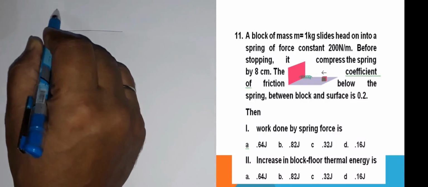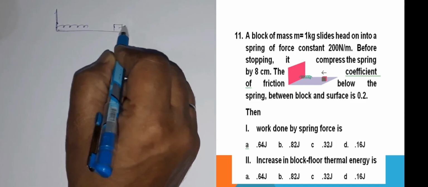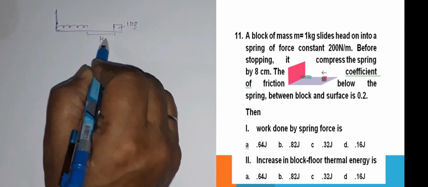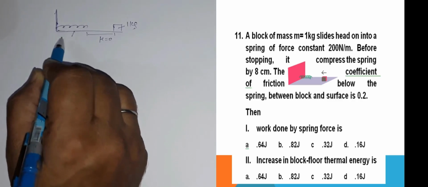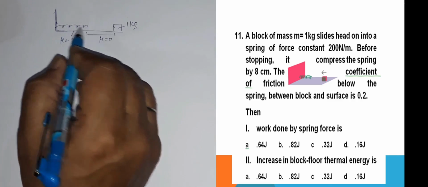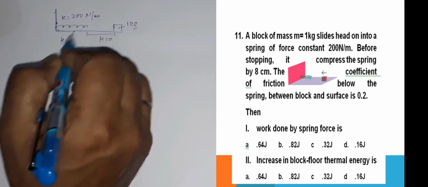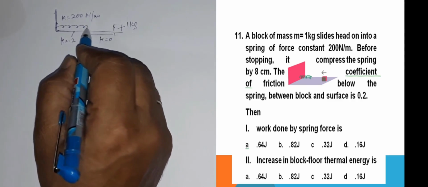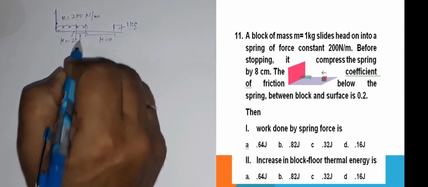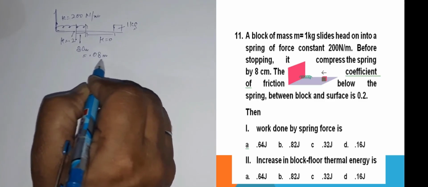Next question is, there is a block of mass m equal to 1 kg, and this is a surface. The surface is such that from here to here, there is no friction. Here friction is given as 0.2. The spring constant of this spring is 200 Newton per meter, and when the block strikes it, the spring gets compressed by 8 centimeter, that is 0.08 meter.